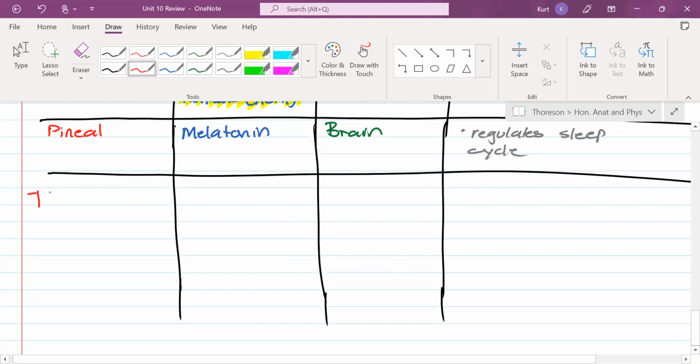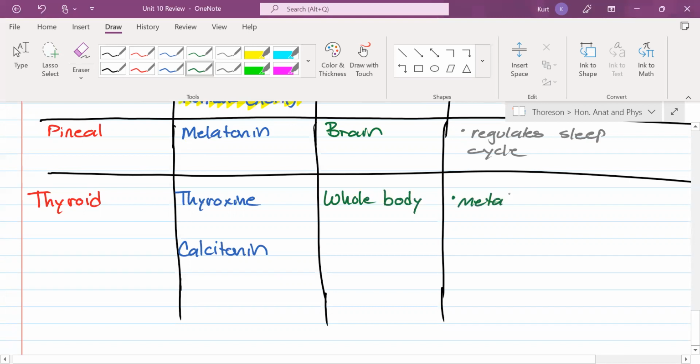All right, next is the thyroid. There's 2 hormones here. We have thyroxine. You know the other one? No, calcitonin. Thyroxine targets pretty much the whole body. And what is its main job? Metabolize energy. Your thyroid is responsible for your metabolism, which is the conversion of food that you eat into energy. We have 6 minutes. I told you it's going to go by quick. Trying to get all this.